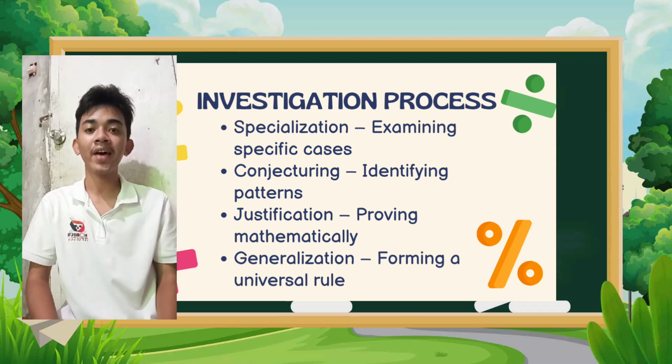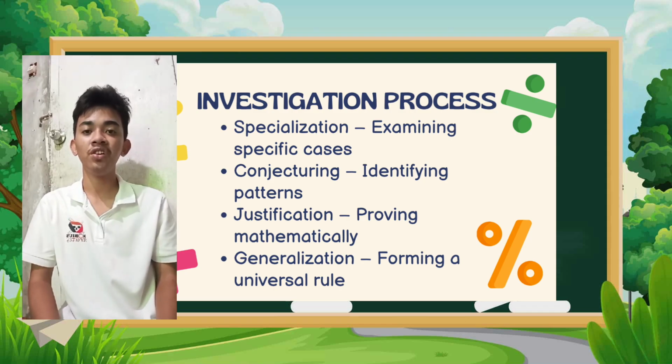Next, we followed four systematic steps in our research. First, specialization, where we examine specific examples and measure different rectangles. Second, conjecturing, where we observe results and identify patterns between dimensions and area.